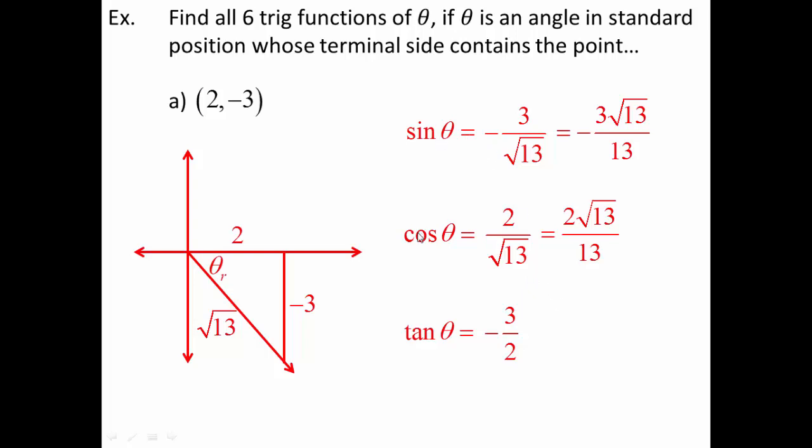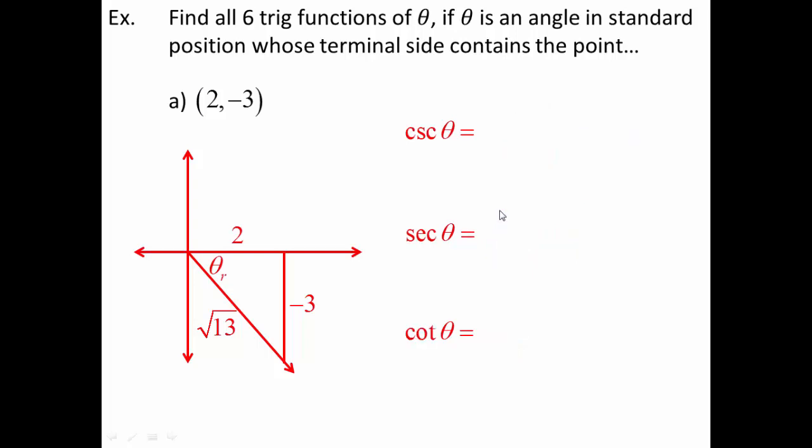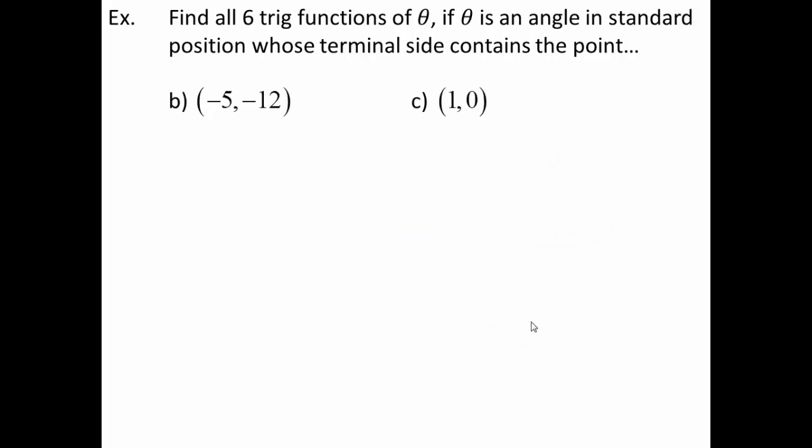To get cosecant, secant, and cotangent, let's just take these 3 and flip them upside down. Remember, I'm not going to waste time with these rationalized versions. I'm going to take the unrationalized versions and flip them upside down. So when I flip them upside down, I'll get -root 13 over 3, root 13 over 2, and -2/3. All right, here are 2 more. Why don't you give these a try, hit play when you're ready.